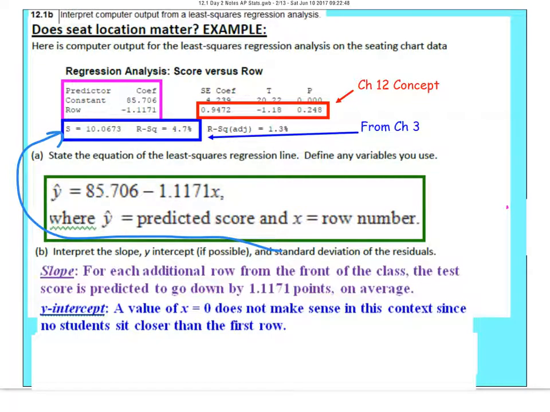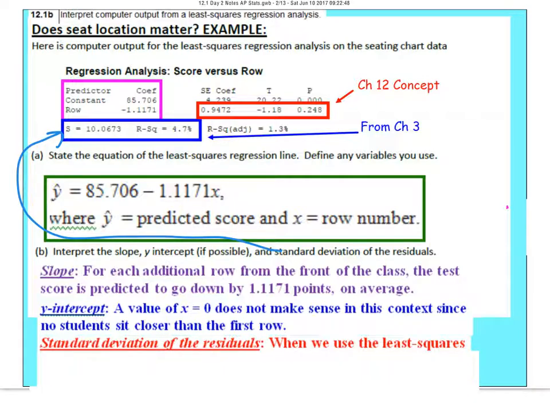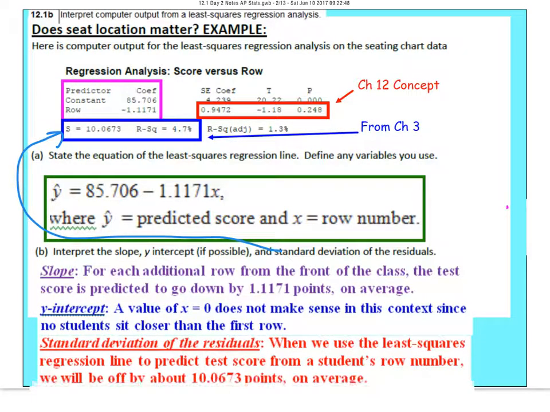Let's define that in context. What it means is this. We can say that the standard deviation of the residuals is when we use the least squares regression line to predict test scores from a student's row number, it will be off by about 10.07 points on average. Overall, it's how much error the model is going to have if we use it.